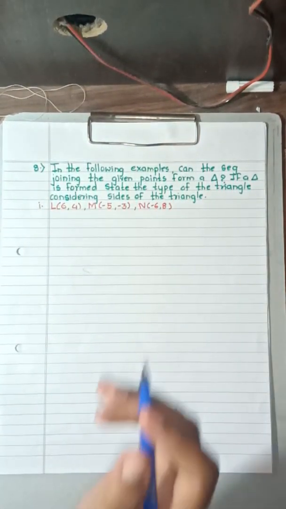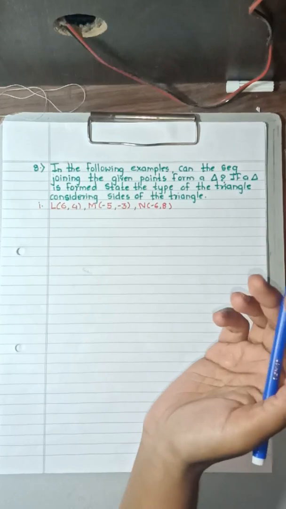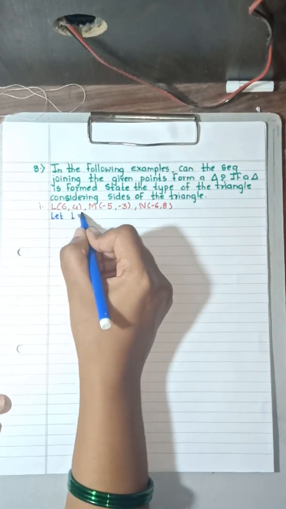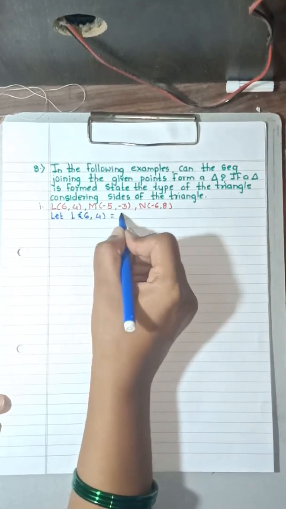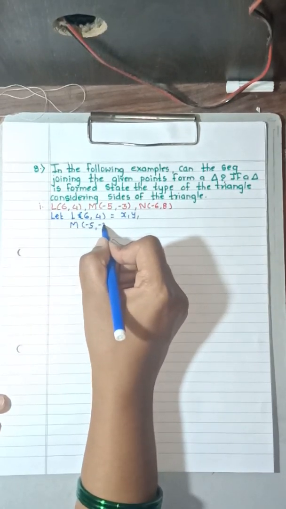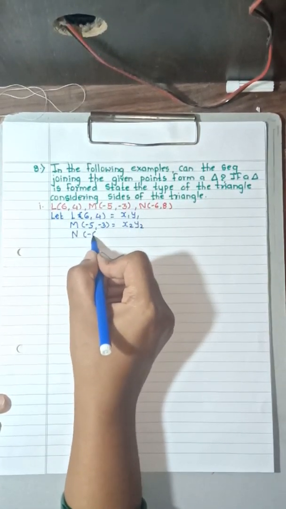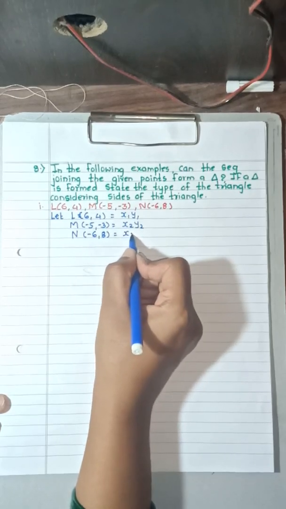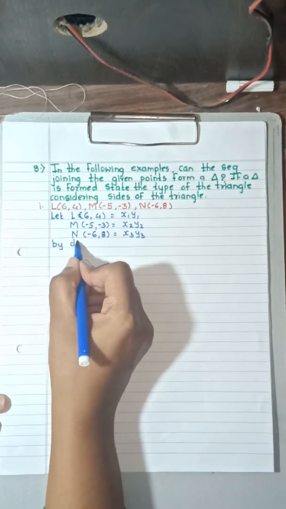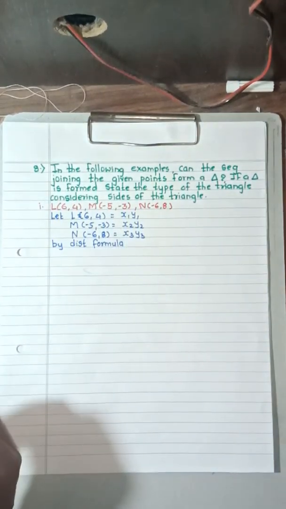First of all, we'll suppose the coordinates of L, M and N as (x1, y1), (x2, y2), (x3, y3). So I'll write it down here: L(6, 4) is equal to (x1, y1), M(-5, -3) is equal to (x2, y2), N(-6, 8) is equal to (x3, y3). Now by using the distance formula, you very well know what the distance formula is.